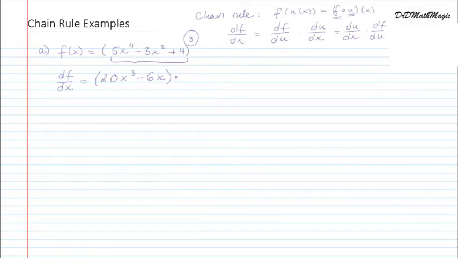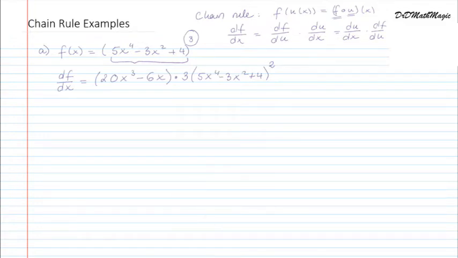The next step is something to the power of 3. What's the derivative of something to the power of 3? It's 3 times that something to the power of 2. So in this particular case, I will have 3 times, well, what's the something? The something is 5x to the 4th minus 3x squared plus 4. And then that goes to the power of 2.